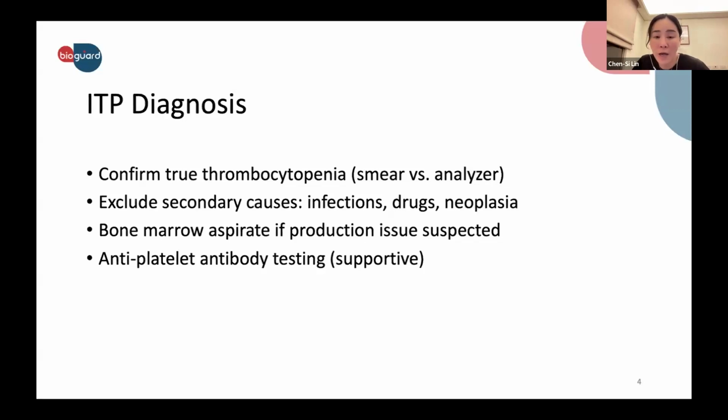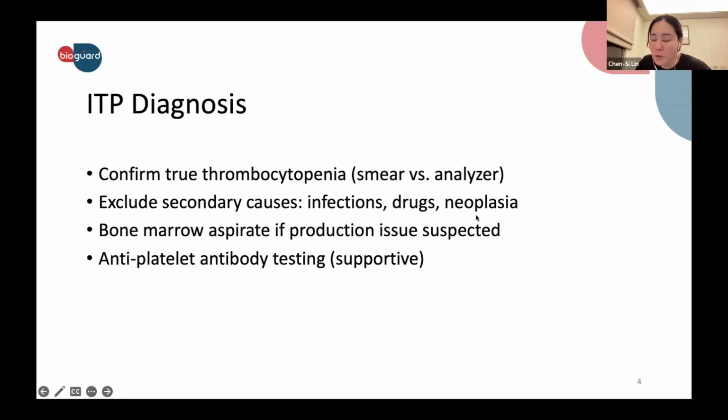This kind of infection will result in secondary ITP. And also we need to review the drug and the vaccine history for these patients, because specific drug or vaccine treatment may interfere with the immune balance of these cases and trigger secondary ITP.